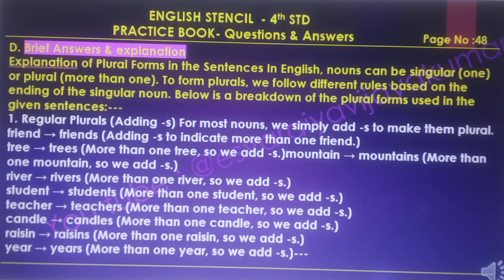The brief answer and explanation of these questions. Regular plurals add s. For most nouns we simply add s to make them plural. Friend, friends, add s to indicate more than one friend. Tree, trees, more than one tree. Mountains, more than one mountain, so we add s. River, rivers. Student, students. Teacher, teachers. Candle, candles. Raisin, raisins. Year, years. We can finally add s only for these questions.